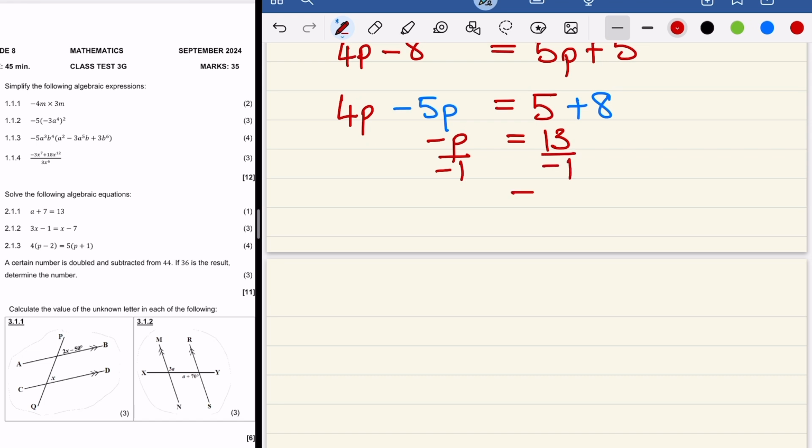And what does that do? Well, that gets rid of the -1 and leaves me with p. And 13 divided by -1 is -13. So my answer is -13.